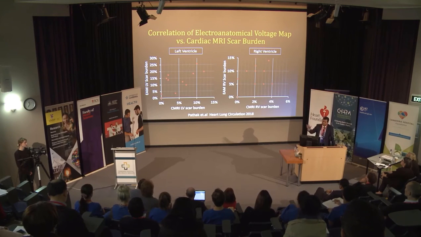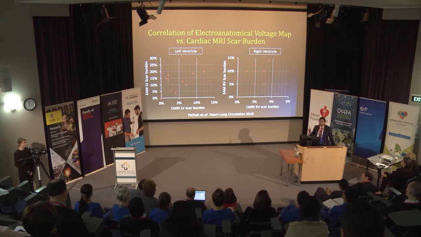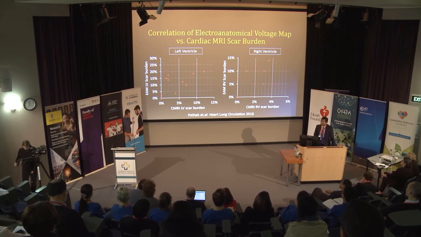So while in sarcoid we see an excellent correlation, that might not be the case in all the other different non-ischemic cardiomyopathies. And therefore, cardiac MRI might not be the only investigation which should be utilized, but should be one of the tests which should be done.